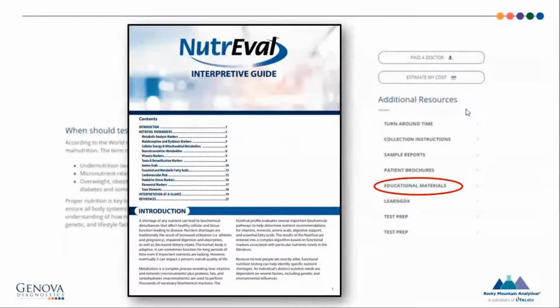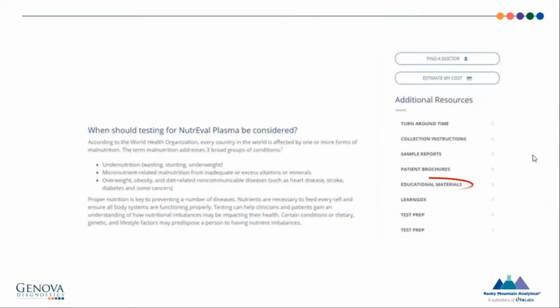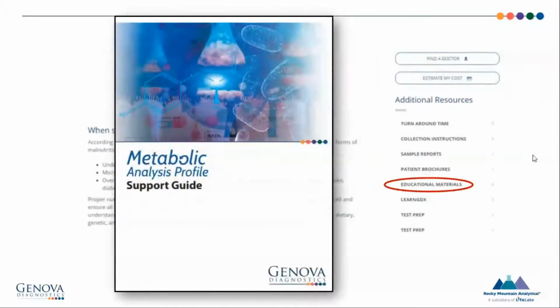This is a must-have when you're going through a NutrEval. It goes through every section, and it gives you information on every marker. So everything I talked about today, you will find it in the interpretive guide. I highly recommend it. Now, also under educational materials, you can focus on the metabolic analysis profile support guide, which is just digging into organic acids. The NutrEval guide certainly does dig into organic acids, but this gives a little bit more, a little different point of view, which I think is well worth looking at.